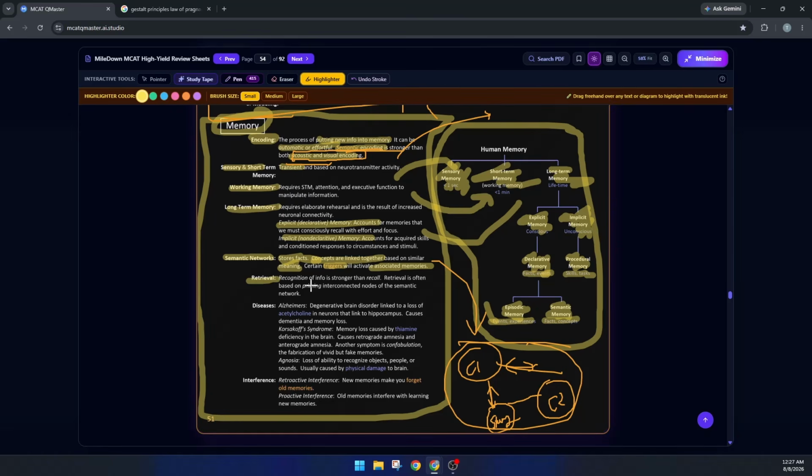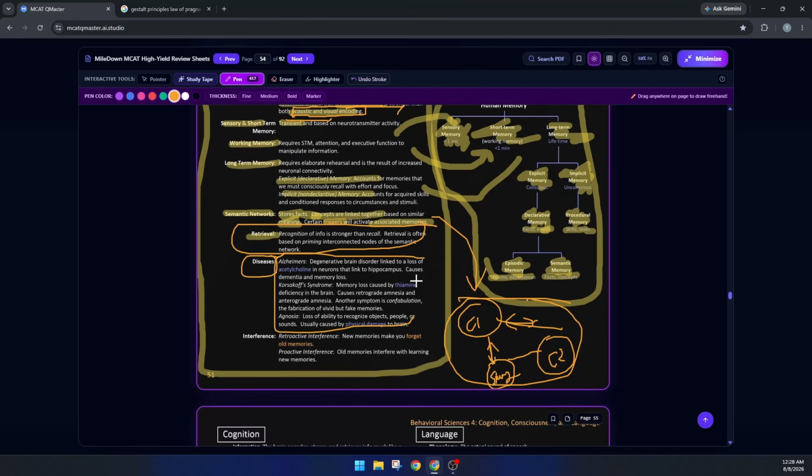All right, retrieval. Recognition of info is stronger than recall. Retrieval is often based on priming interconnected nodes of the semantic network. So retrieval means getting this information out. Again, memorize, and ask AI if you have any more questions.